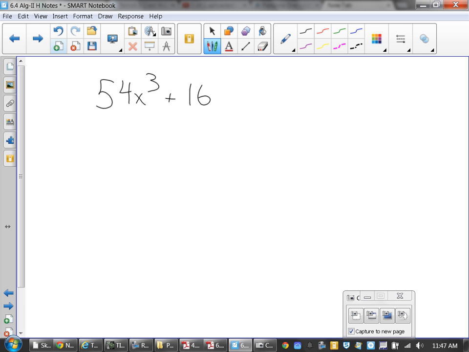Is 54 a perfect cube? No. Is 16 a perfect cube? No. Do you have to turn it into... Oh, divide it by 4. Hold on. If you divide it by 4, now here's what I like that you guys are thinking. If you factor out a 4, you get 9x cubed, and 4 are divided by 2. If you divide them both by 2 and you factor out a 2, you get 27x cubed plus 8.